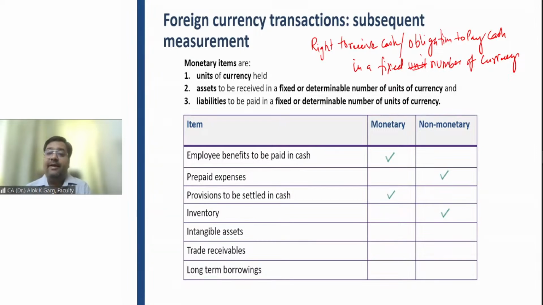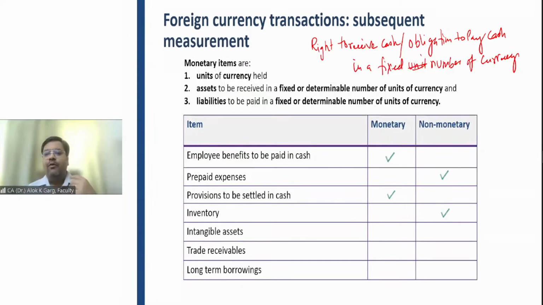What is meant by monetary item? Where there is a right to receive cash or obligation to pay cash in a fixed unit of currency, right? For example, debtors, creditors, loans. So the fixed unit of currency is there. If I have purchased some goods from Japan, I know that at the time of initial recognition, at the time of acquisition, I know that I need to pay 1 lakh Japanese yen.